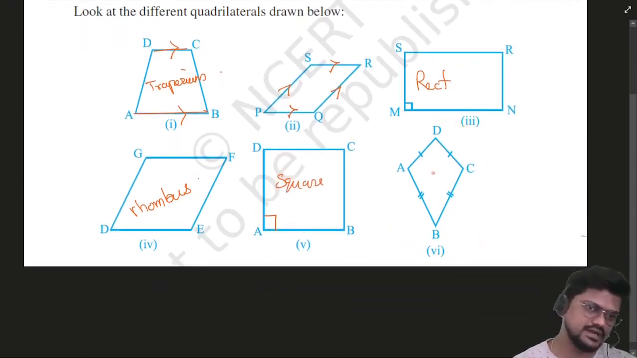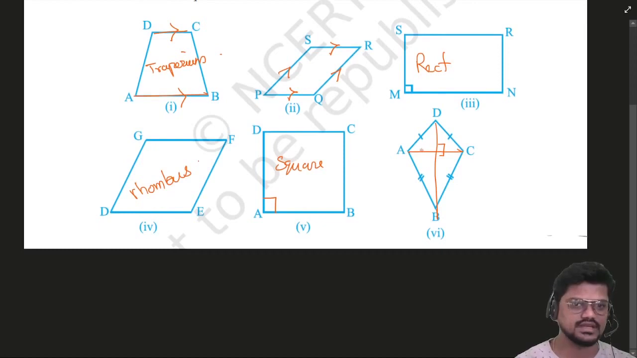Over here it's a kite, where these two adjacent sides and these two adjacent sides are equal, and the diagonals of a kite are what? Perpendicular to each other. Fine, they do not bisect each other, only one diagonal bisects. This side is equal to this side, but this side is not equal to this side. Fine.